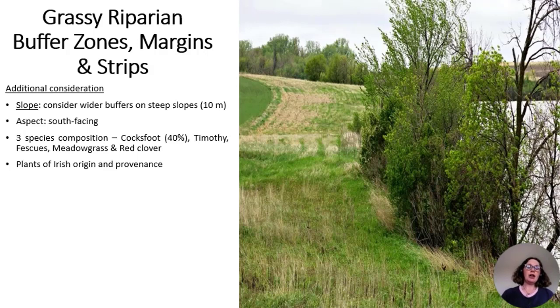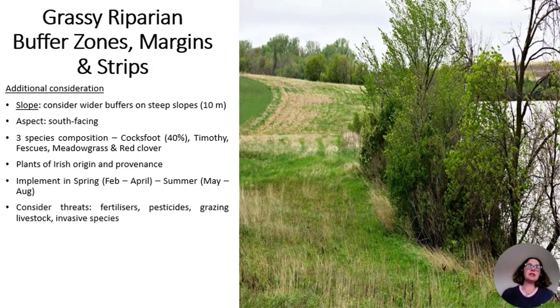Ensure plants are of Irish origin and provenance, but this is covered in the guidelines and you've been provided with lists of suppliers. If you're implementing these buffer zones, margins and strips, you're looking for implementation in springtime, anytime around February or April, and no later than August essentially. So looking to get it in over spring and summer, depending on the buffer you're putting in.